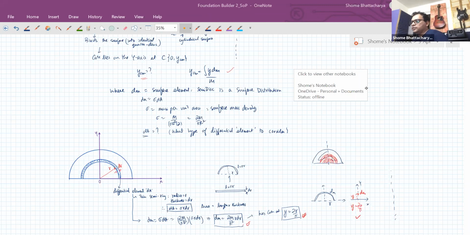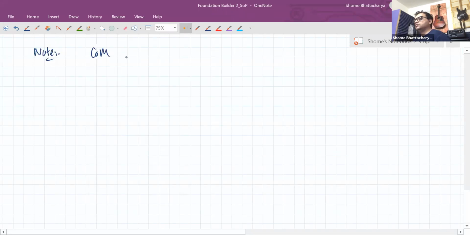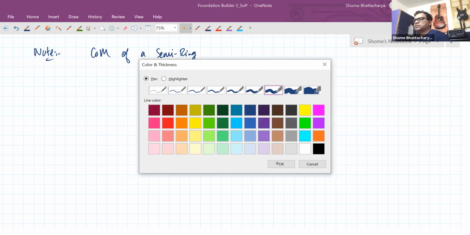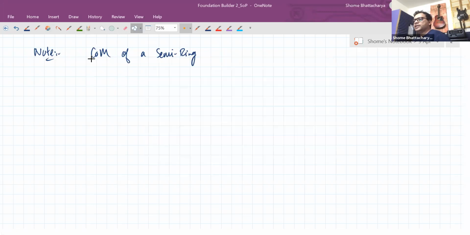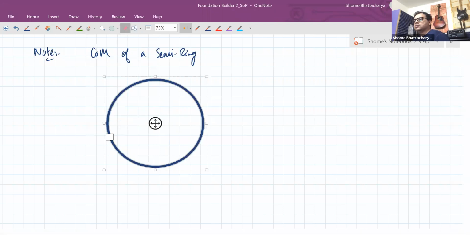Yes, Norman, that is a formula that is coming from our previous lecture. Okay, so let's just take a look at that once again. Center of mass of a semi-ring. Sir, how y equal to 2r by pi? I'm explaining just that. It's a formula that you have to memorize from what we have discussed in the last lecture.